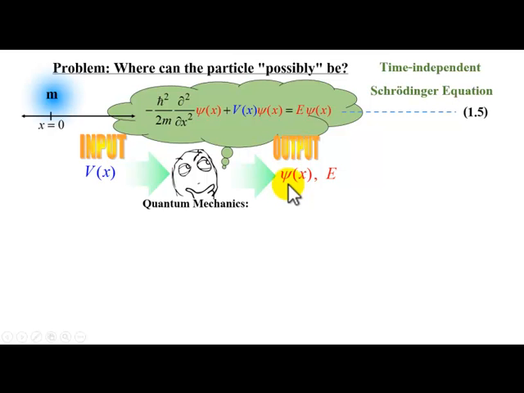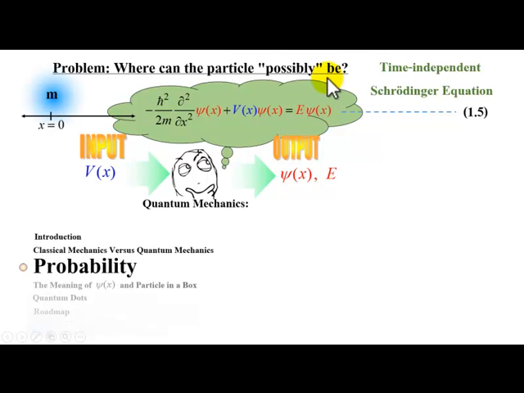From a physics perspective, psi of x in quantum mechanics is similar but not identical to the function x of t in classical mechanics, in the sense that they tell us where the particle might be. But to explore the meaning of psi of x, we need to know the basics of probability, which will be discussed in the next section. And once we are ready, we will come back to the meaning of the wave function.